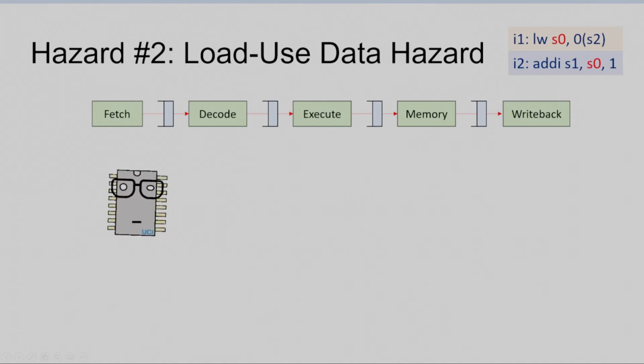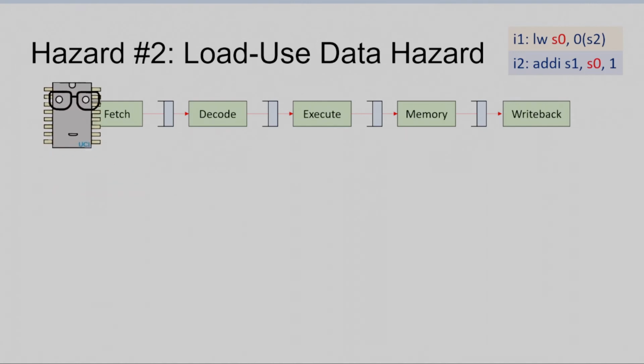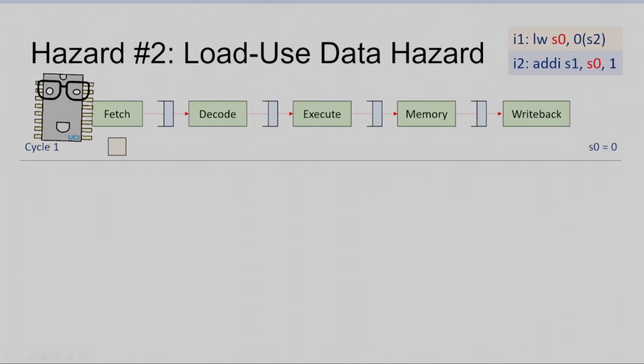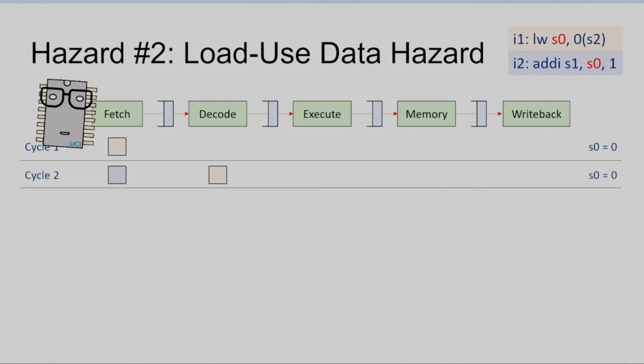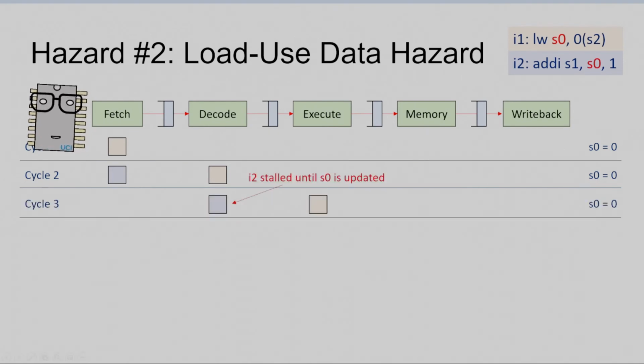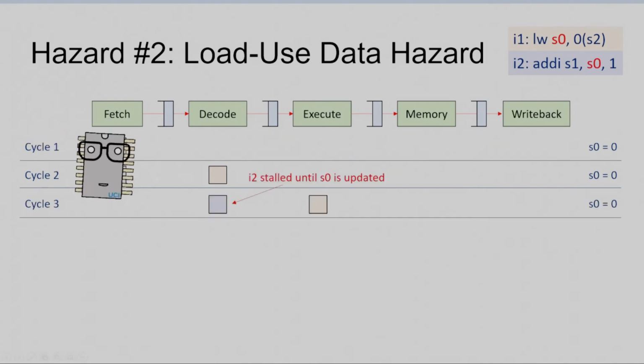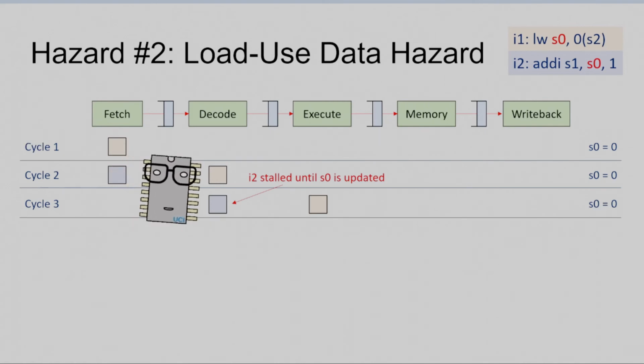So here's a walkthrough example. We have the instruction from before, load and then add immediate. At the first cycle, instruction 1 is injected to the fetch. Memory read requests are sent out. Second cycle, instruction 1 moves forward to the decode stage, reads S2, because that's what the instruction depends on. Third cycle, instruction 2 now has to be stalled until S0 is updated because the answer to what value should S0 be is not available inside the pipeline.